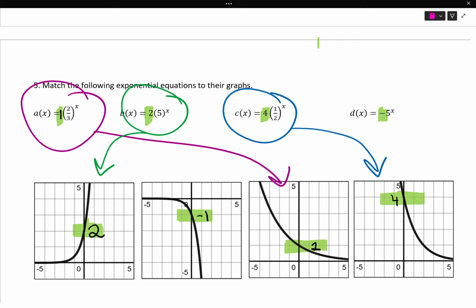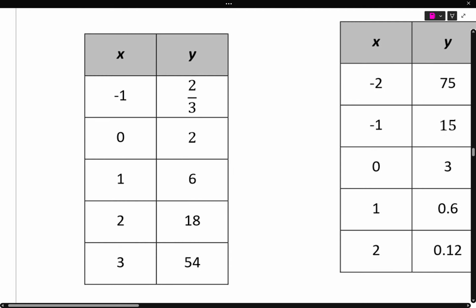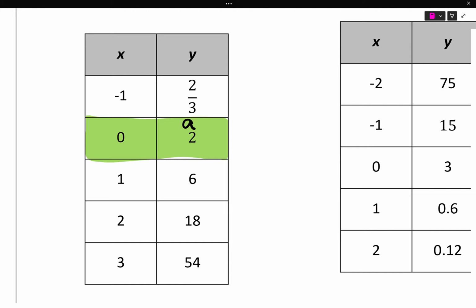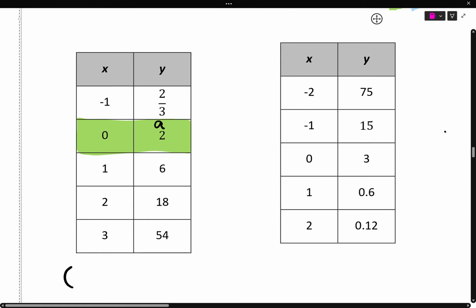Number 6. For number 6, we're going to write our exponential function by finding A, the y-intercept, and B, our pattern. In this first table, it's easy to find the y-intercept. There it is. Hello, y-intercept. That's our A. So we can start immediately by writing f of x equals 2 times.